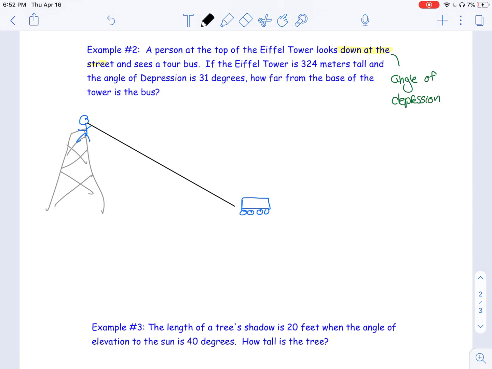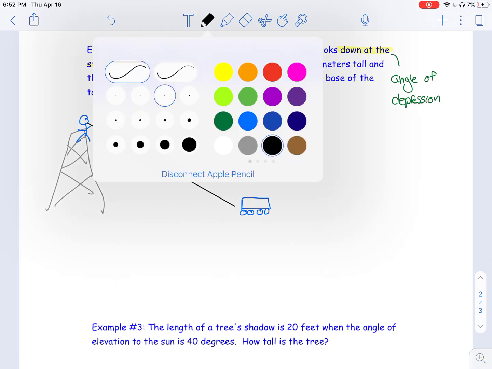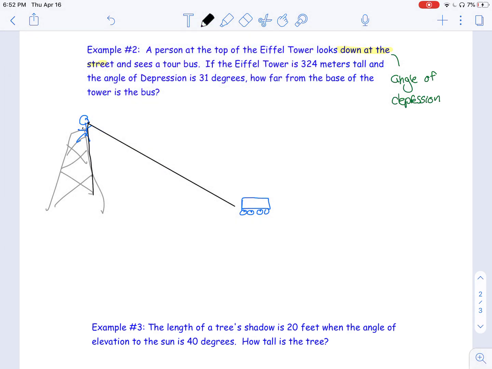And it says if the Eiffel Tower is 324 meters, so we know that the Eiffel Tower here, I'm going to draw my triangle. This is going to come down. This is going to come over. Here's my right angle. I know that the height of the Eiffel Tower is 324 meters. And the angle of depression, so when they look out, this angle here is 31 degrees. But we know that these two angles are congruent, so that means this is 31 degrees.